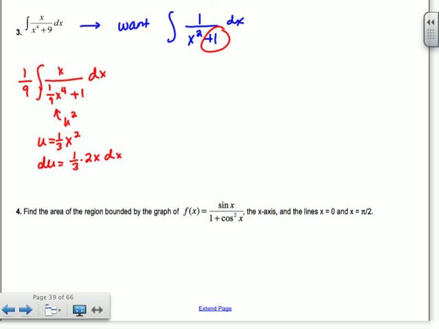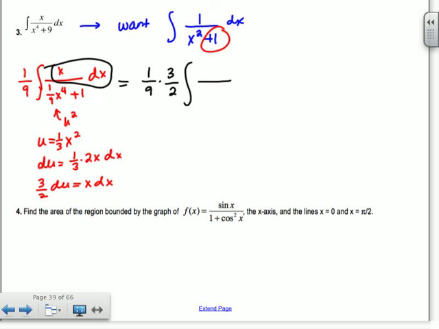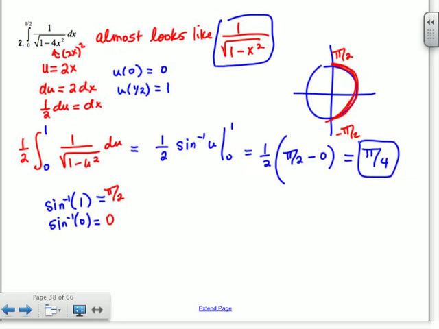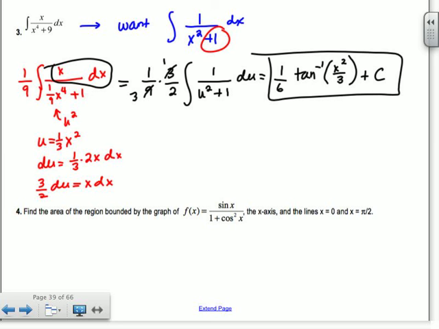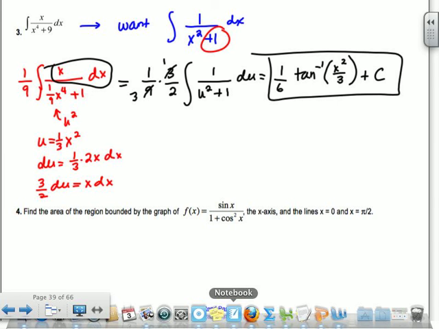That means I'd have 3 over 2 du equals x dx. So we have the 1/9 out front, we have a 3 over 2 out front, and the x dx is replaced with the du. So I have 1 over u squared plus 1 now. So you get 1/6 inverse tangent of u, where u was x squared over 3, plus c. So that's your answer. Did I replace the u in the last one? Oh yeah, we didn't have to, because of the numbers. All right, so that's your answer. You should be able to finish all your homework now.